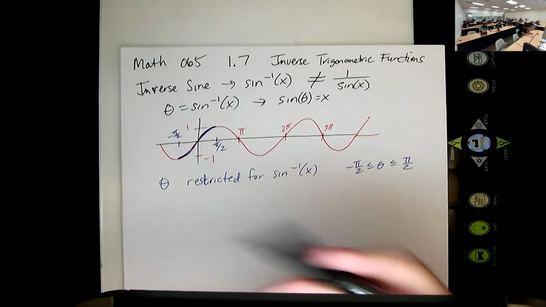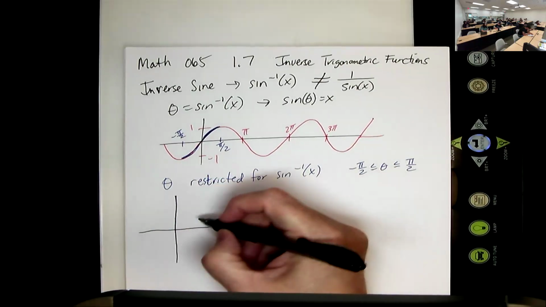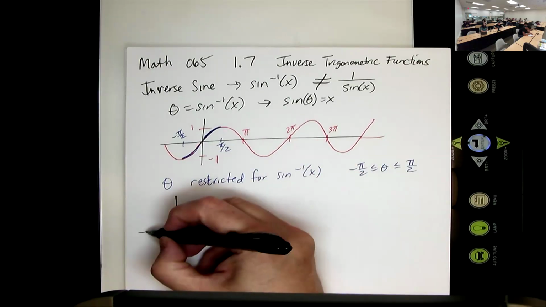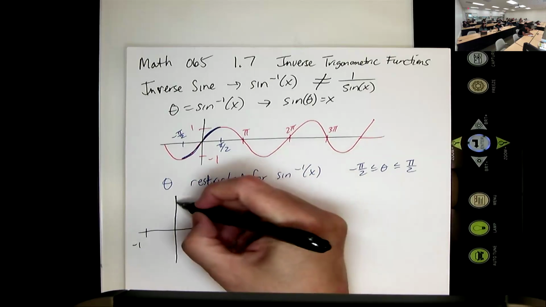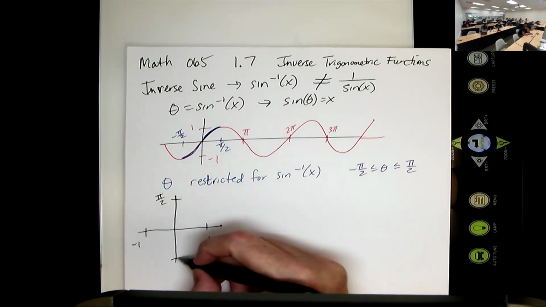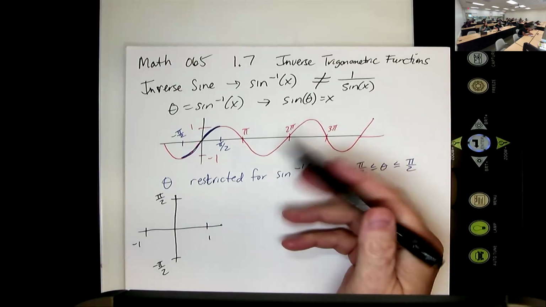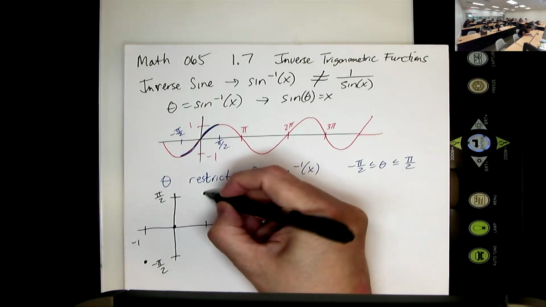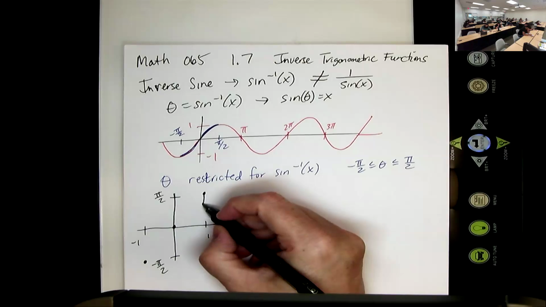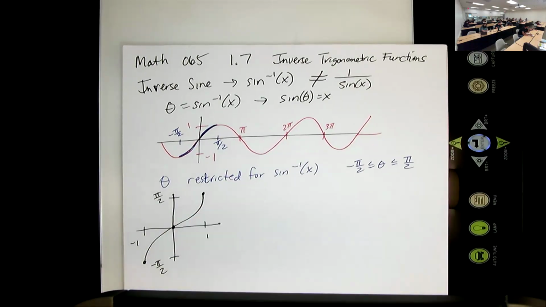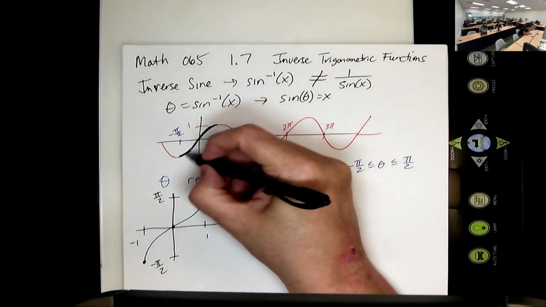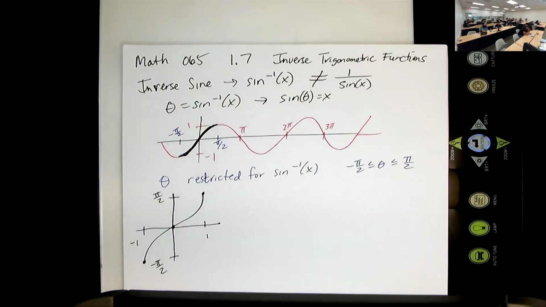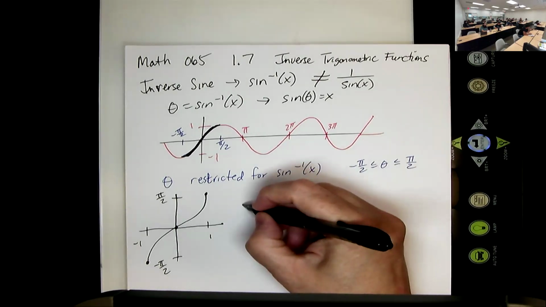And if we draw the graph of sine inverse, our 1 and -1 are along here now. And we'll have π/2 and -π/2 along the y-axis because they swap. And -π/2 was with -1. π/2 was with +1. And it does something like this. So this part, when we morph it, goes to that. So this is sine inverse x.